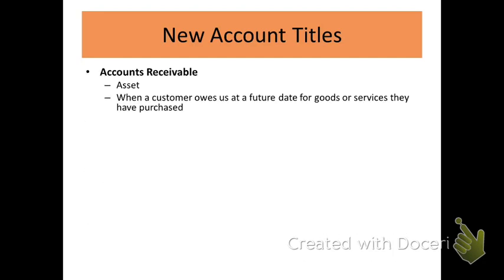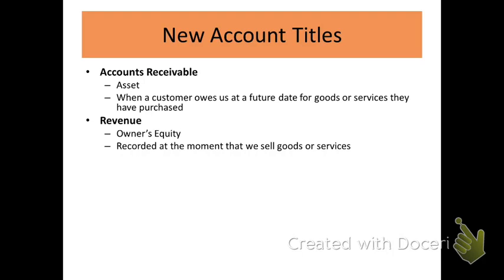The first account title we learned today was Accounts Receivable. Accounts Receivable is the opposite of Accounts Payable. Accounts Payable, we learned, was a liability when we owe someone else money at a later date. But in this case, accounts receivable is an asset. This means that a customer owes us money at a future date because we sold them goods or services that they purchased. We need to keep track of this because eventually they will pay off their debts, but we need to make sure that that is something that they do.